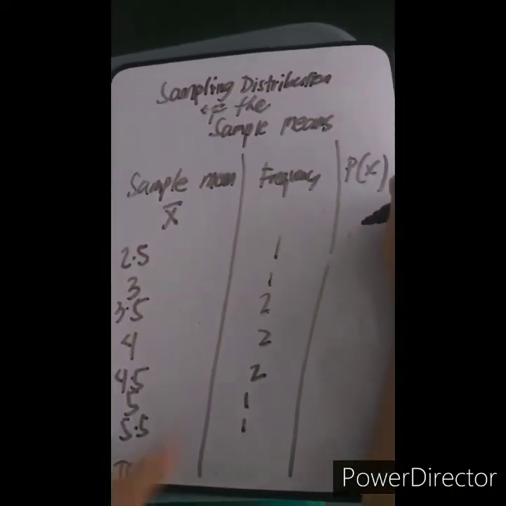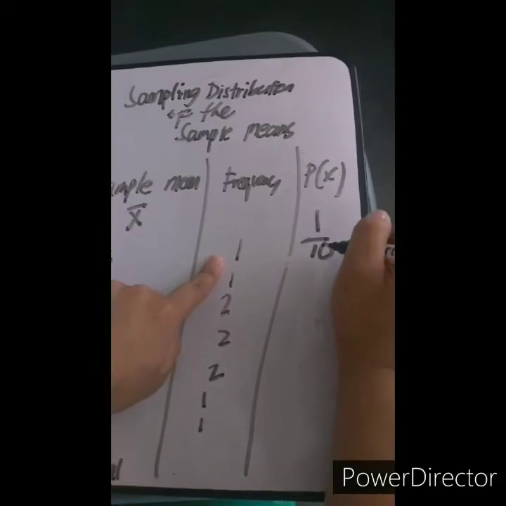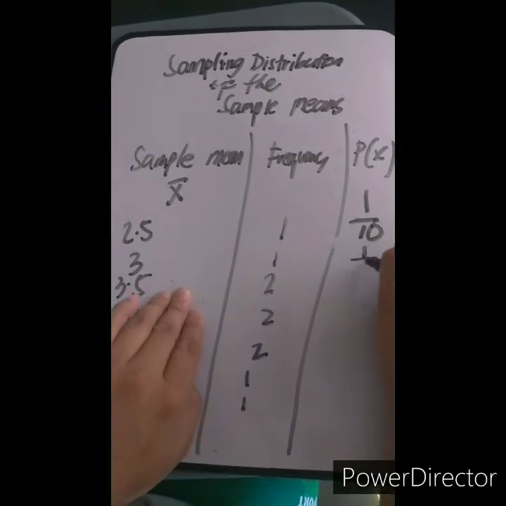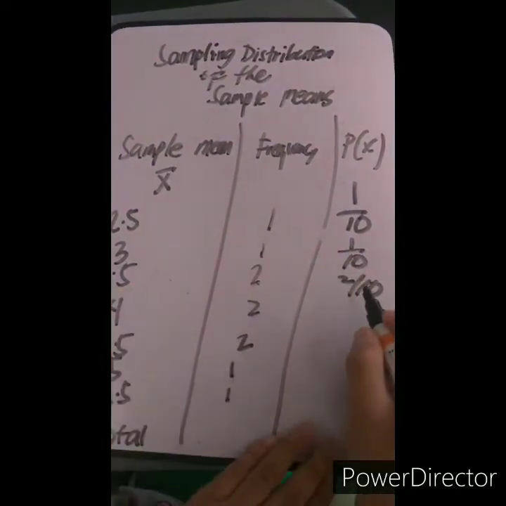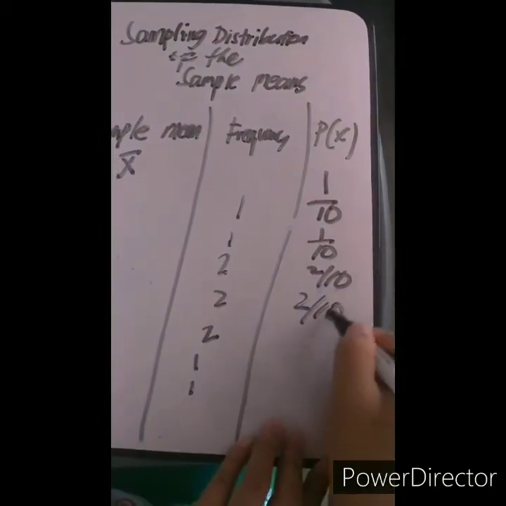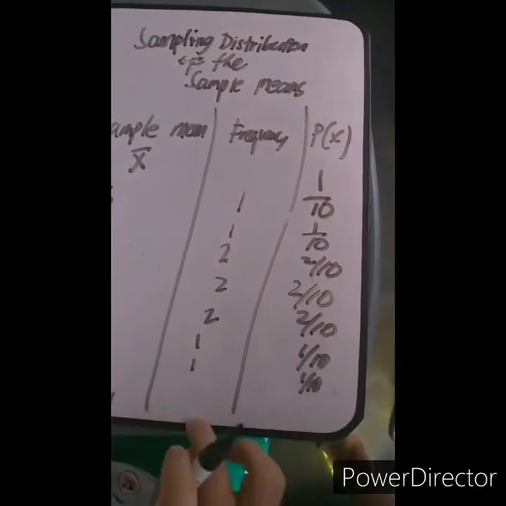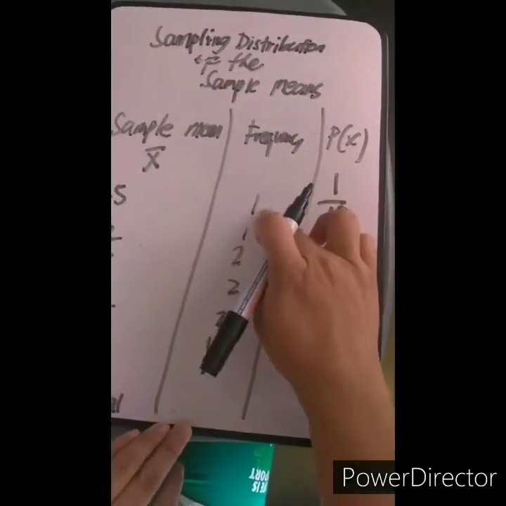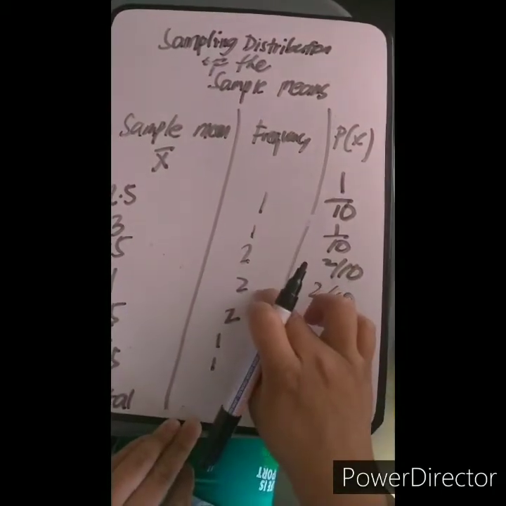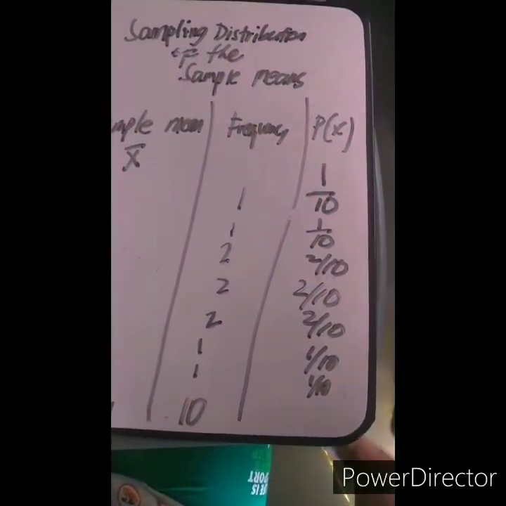So meaning, there is 1 over 10 possible outcomes that you might have 2.5 as your sample mean. Next, 1 over 10, 2 over 10. No need to put the fraction in simplest form. So 2 over 10, 2 over 10, 1 over 10, and 1 over 10. For the total, so that you could check also, how many frequencies? 1 plus 1, 2, plus 2 is 4, plus 2 is 6, plus 2 is 8, plus 1 is 10, which is correct, right? We have 10 possible outcomes.